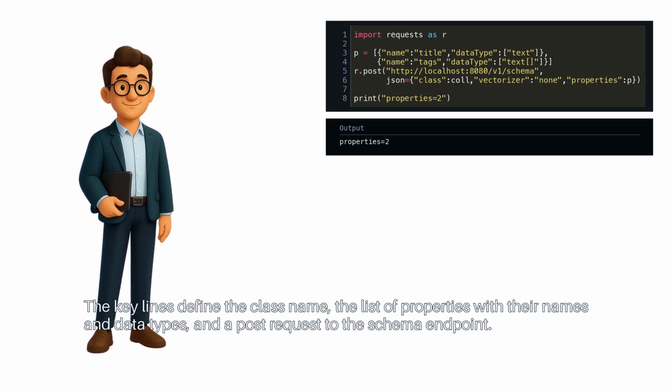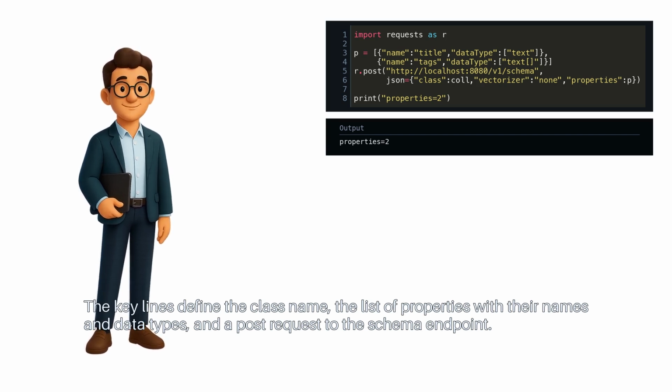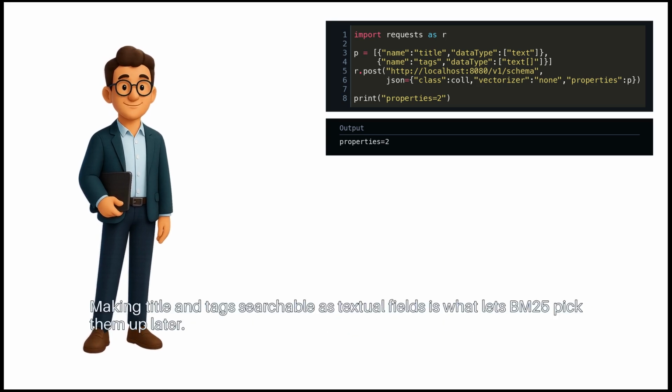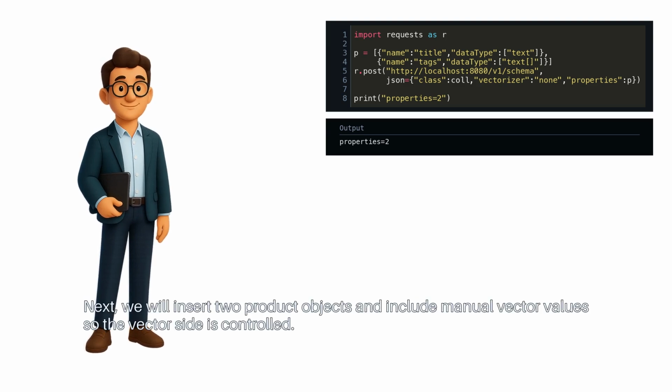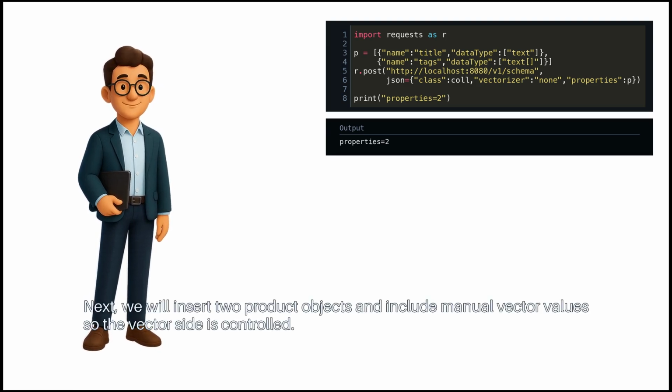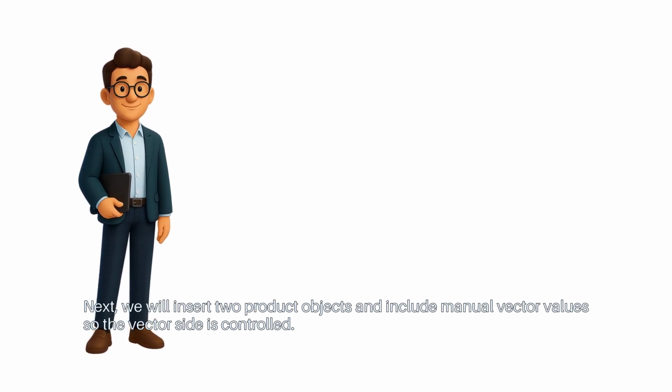The key lines define the class name, the list of properties with their names and data types, and a post request to the schema endpoint. Making title and tags searchable as textual fields is what lets BM25 pick them up later. Next, we will insert 2 product objects and include manual vector values so the vector side is controlled.